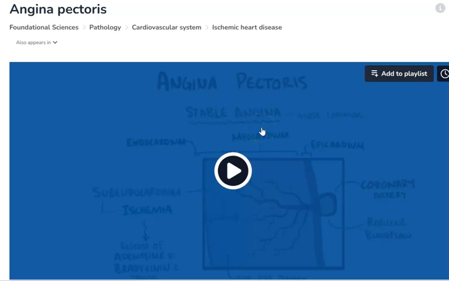So we are going to next move on to angina, which starts to give us some of the information, and then we'll move on to a heart attack.